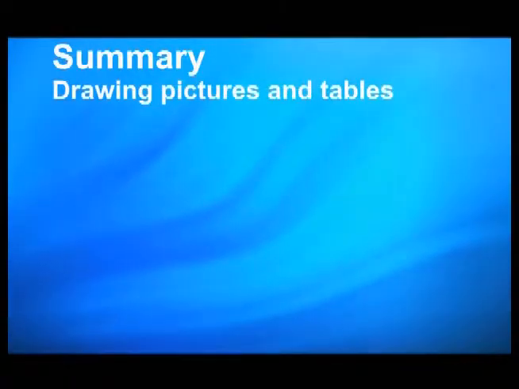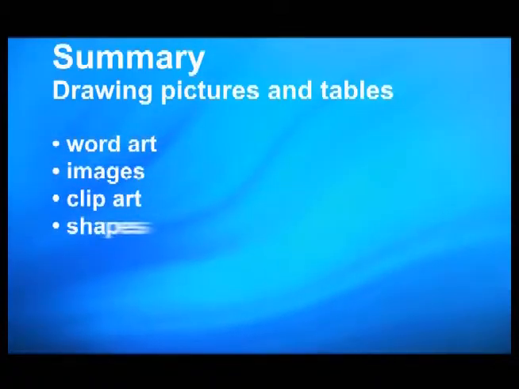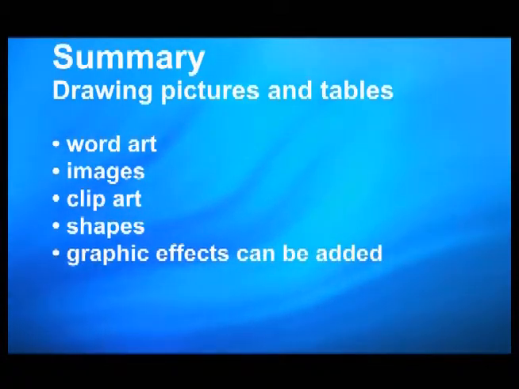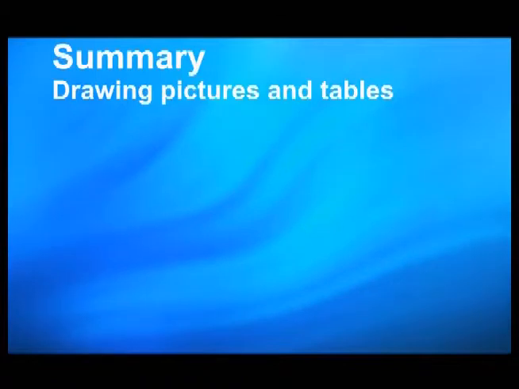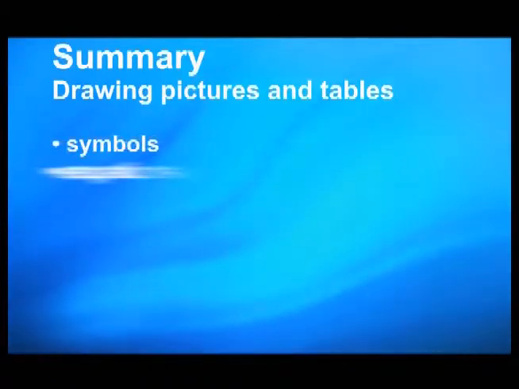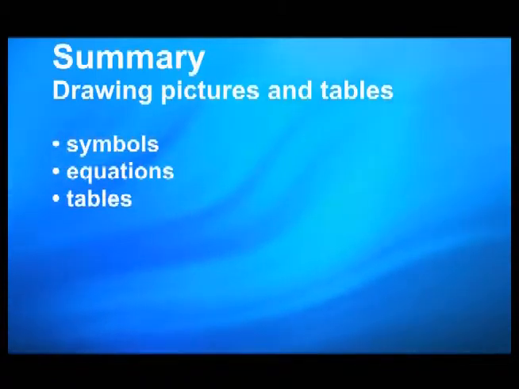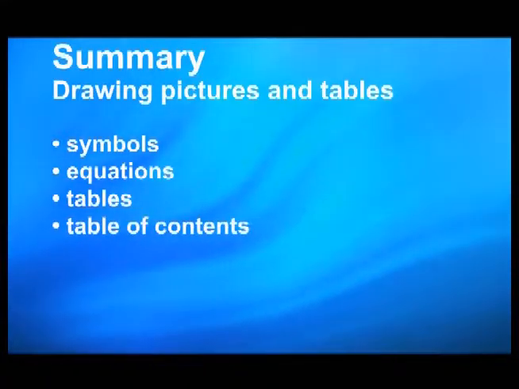You can add impact to your documents by using word art, images, clip art, and shapes. Numerous graphic effects can be added to any of these items. It's also possible to insert symbols, equations, or tables into your document. Word 2007 can automatically generate a table of contents for your document if your headings have been formatted using the heading style.